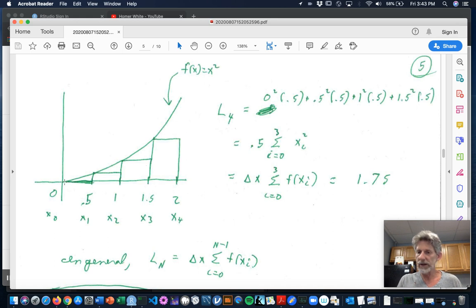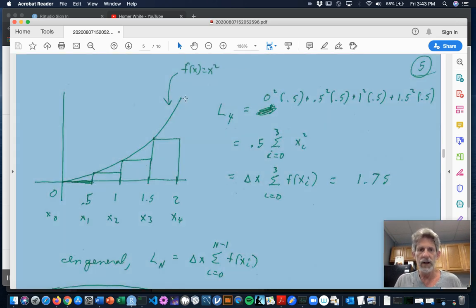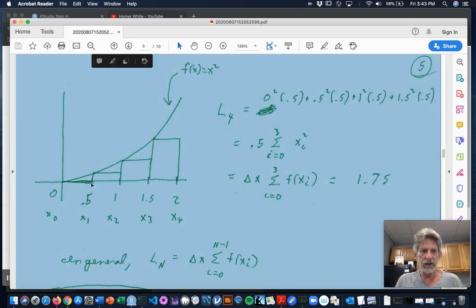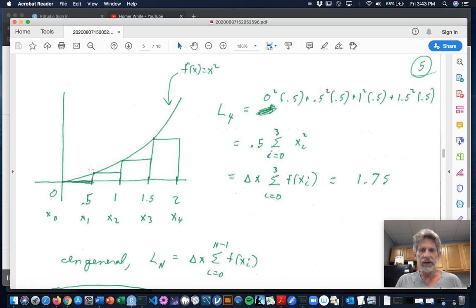Notice 0 is the left-hand endpoint. 0 squared makes 0. I'm following the idea of making my rectangle's height be up to the height of the function. It's just that the height of the function at 0 is 0. This next rectangle is determined by the left-hand endpoint. Its height is going to be 0.5 squared. Again, its base is 0.5. Similarly, we'll have a 1 squared times 0.5 and a 1.5 squared times 0.5 to catch these last two rectangle areas.